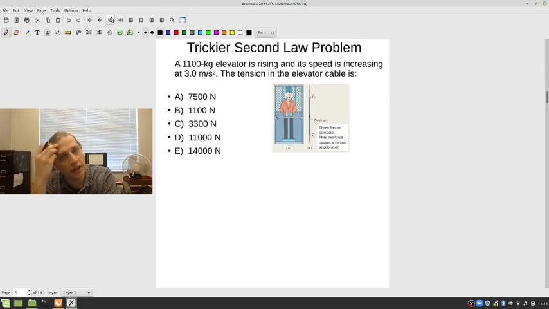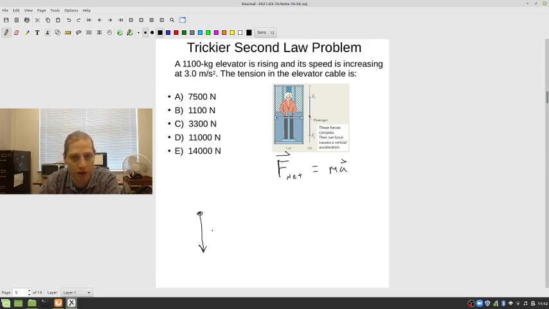Okay, here's a trickier second law problem. Remember, F equals ma, it really is F net equals ma. In a problem like this one, you have an 1,100 kilogram elevator, and it's rising, and its speed is increasing. So that means you do have an acceleration, so the forces are not balanced. The tension in the elevator cable is going to be pulling up more than the force of gravity down on it. So we've got 2 forces in this problem.